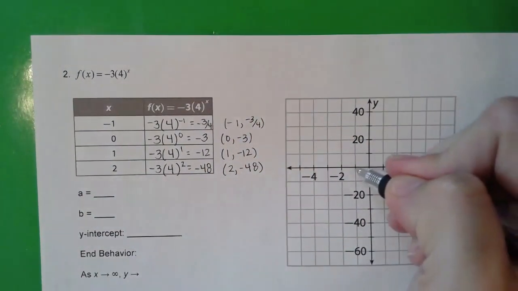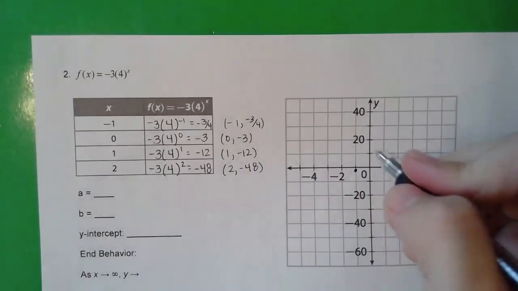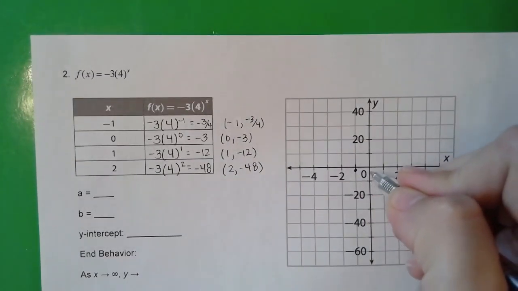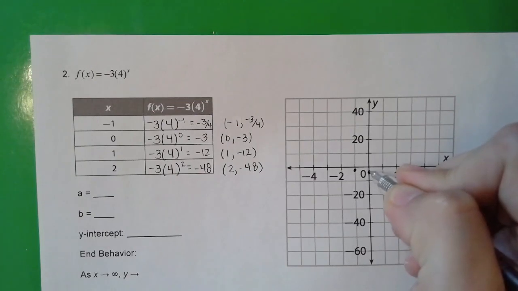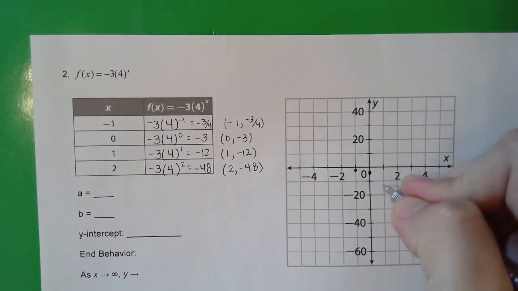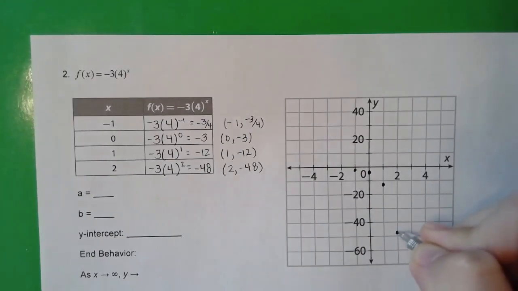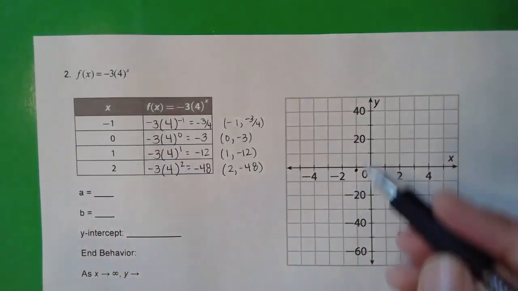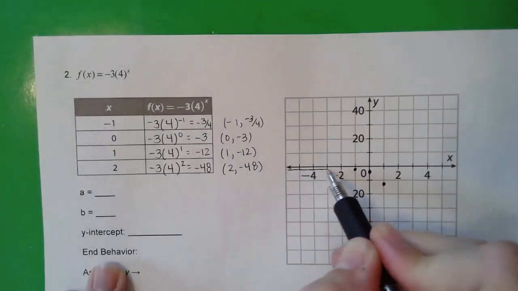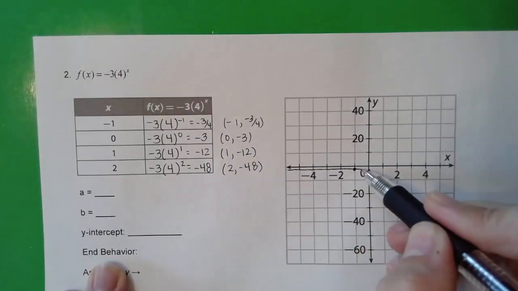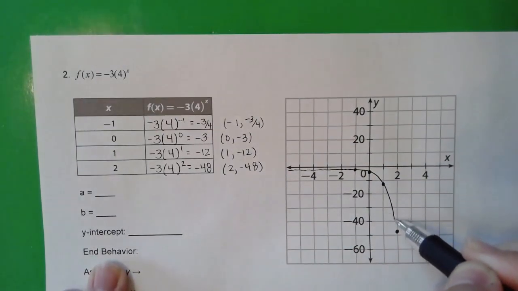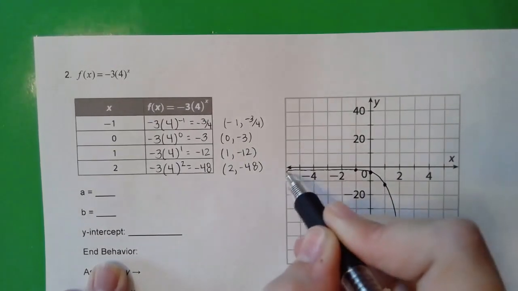So -1 goes with -3/4, 0 goes with -3, 1 goes with -12, and 2 goes with -48. And so let's try to connect those in a smooth curve. There we go.